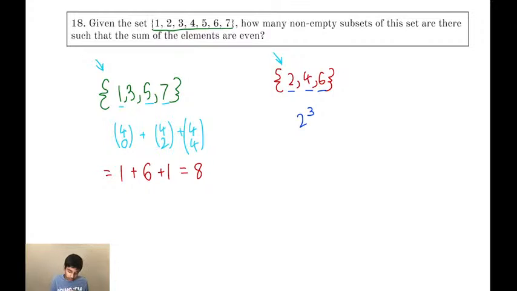So there's 8 ways to choose elements from 1, 3, 5, 7, and from 2, 4, 6, right? We have 3 elements, so there's going to be 2 to the 3 ways to choose them, which is equal to 8. So in total there's going to be 8 times 8 equal to 64 ways.